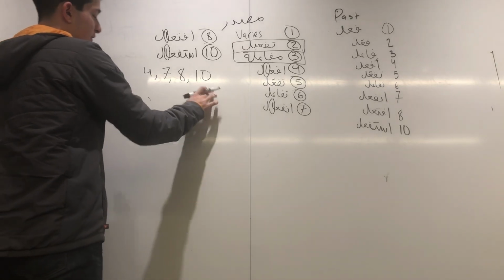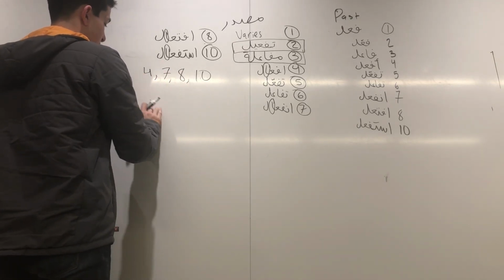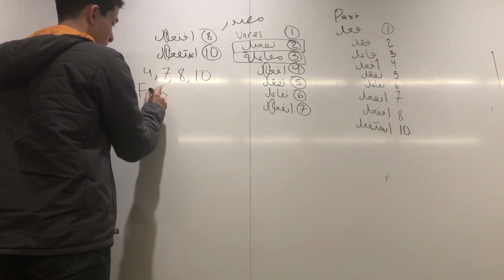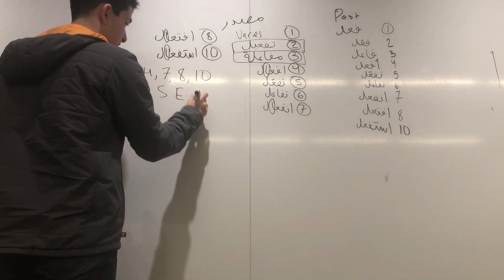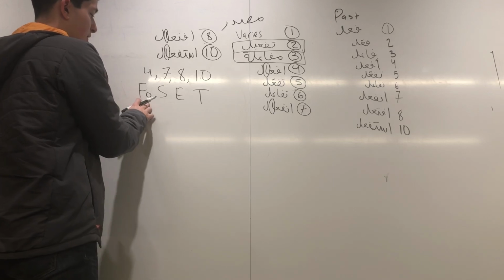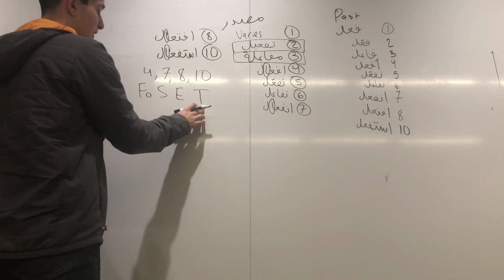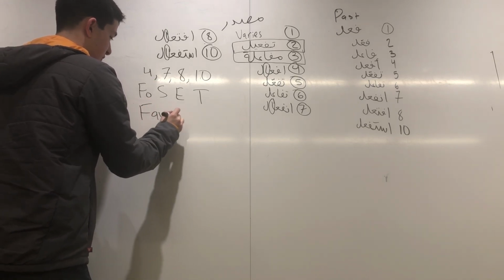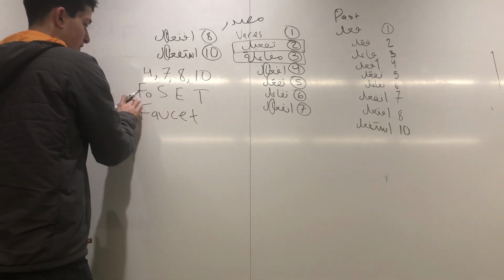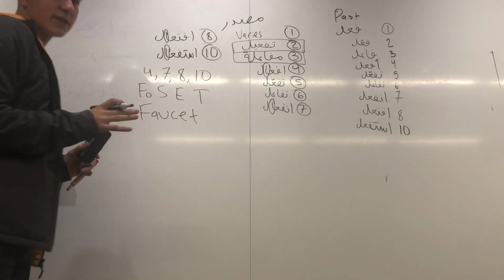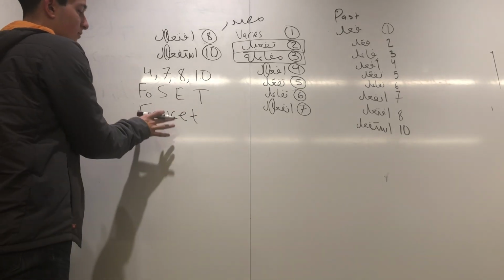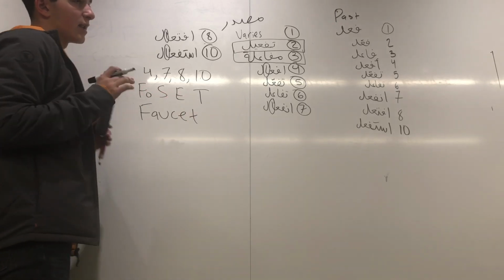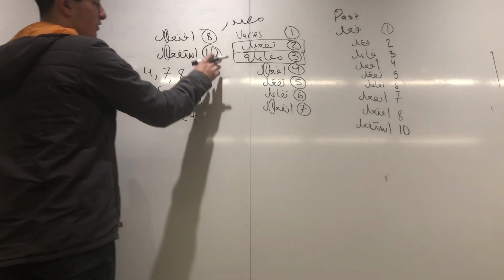So I know remembering these numbers is a bit difficult. If we convert this to just letters here, 4, 7, 8, 10. So 4, F-O-S-E-T, 4, 7, 8, 10. You can remember faucet. I'm sure you all know what a faucet is. Faucet sounds similar. So when you think of Masdar, remember faucet, because 4, 7, 8, and 10, all you do is add an alif before them. 2 and 3 you just have to remember.